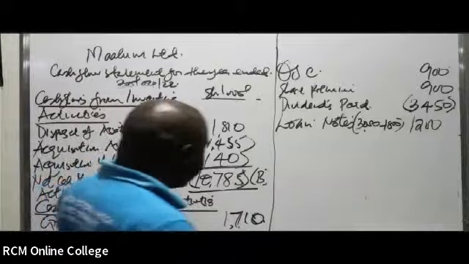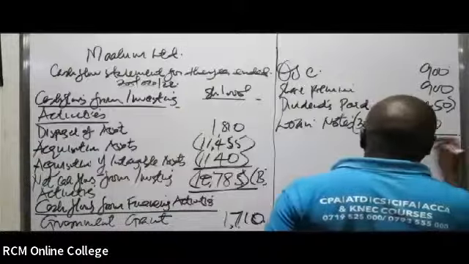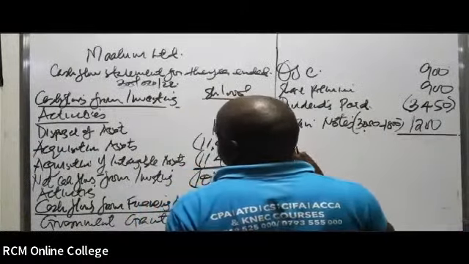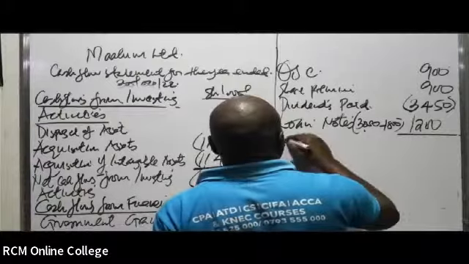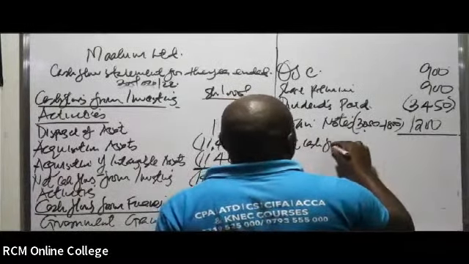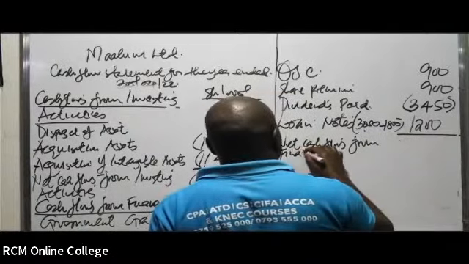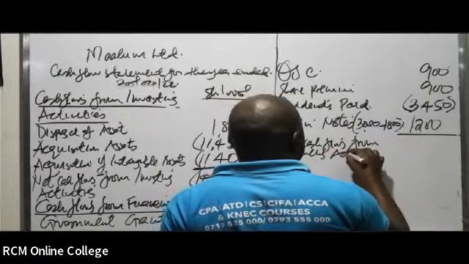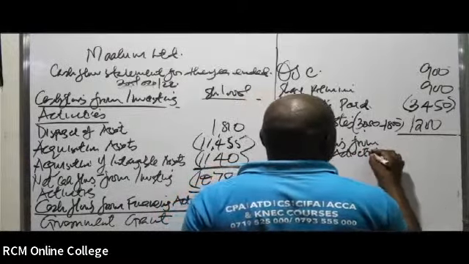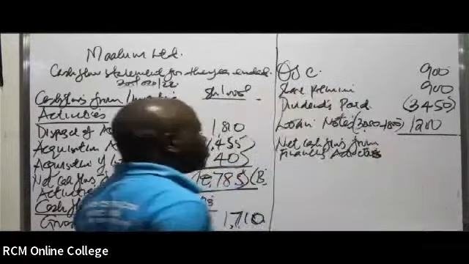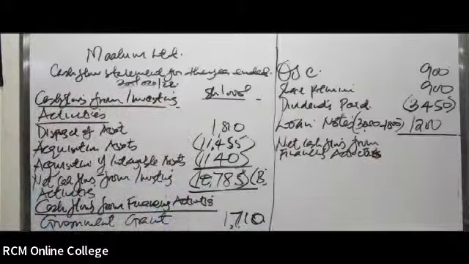So with these items, you should be able to get the net cash flows from financing activities. There's a figure you'll be able to get. So 1710 plus 1,800 minus 34 plus 1,200.